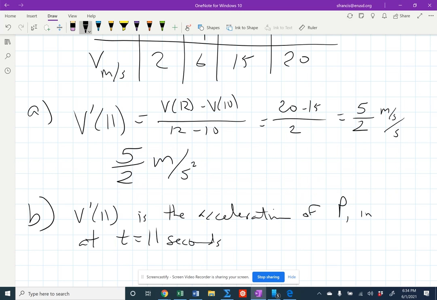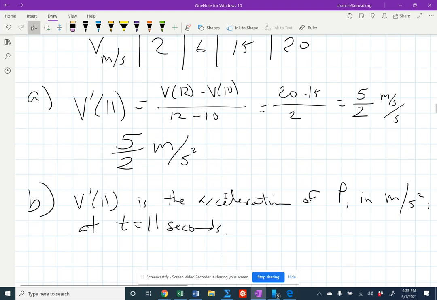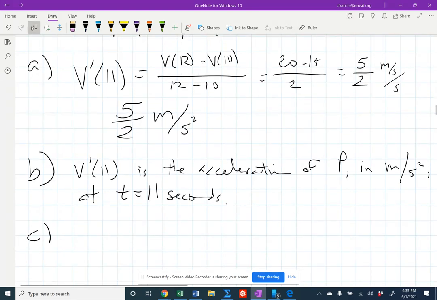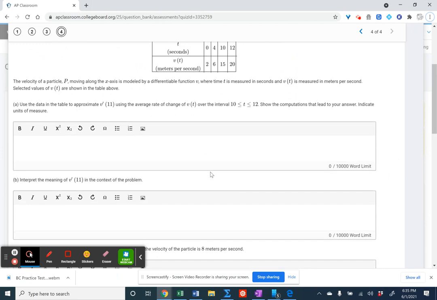It should be in meters per second squared. I mean, usually they'll ask you for units, so I'm just putting them in there. If you didn't put it this time, you weren't penalized. But it didn't say to put it. But you have to say it's at t equals 11, and you have to say acceleration or the rate of change of the velocity. Neither one of those are optional. Rate of change of velocity would be acceptable too.